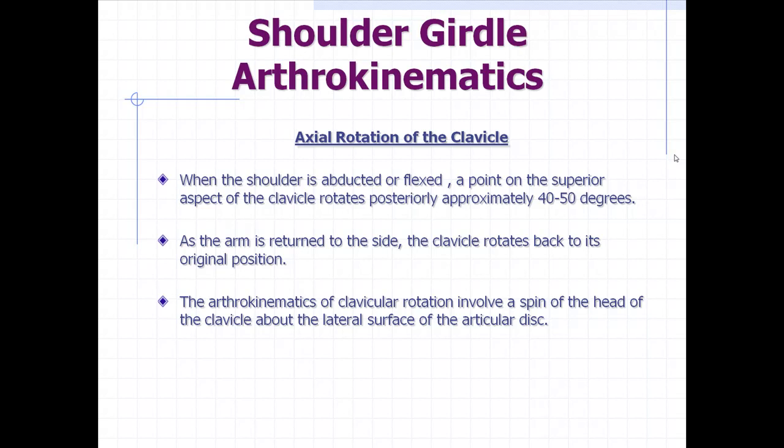It's important to note that when the arm is elevated through abduction or through flexion, as the scapula rotates laterally, tension in the coracoclavicular ligament leads to a posterior rotation of the clavicle about its long axis. This is a rotation of about 40 to 50 degrees, and this rotation is essential. An inability for this to rotate leads to an inability to fully elevate the arm.